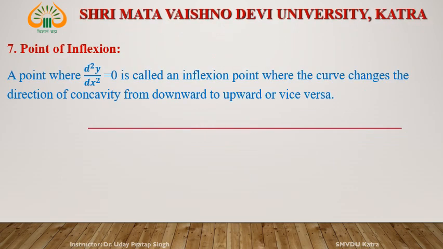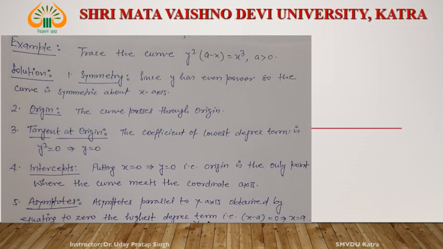The point of inflection: if at any point the second derivative is 0, then that point is known as a point of inflection, where the curve changes the direction of concavity from downward to upward or upward to downward. Now let us see one example.